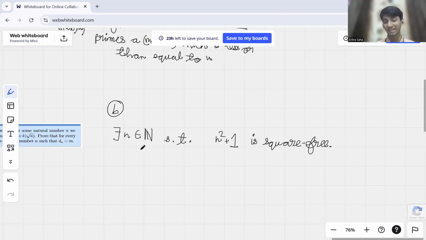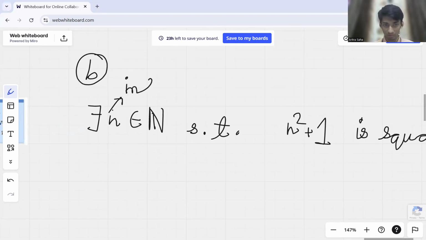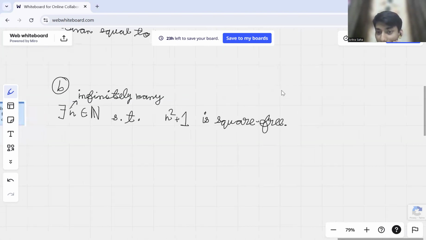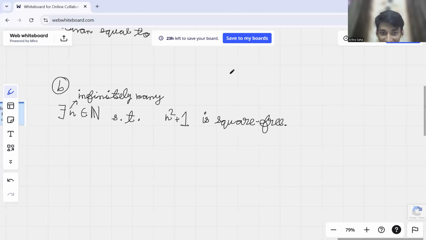So there exist infinitely many n such that n squared plus 1 is square free. You have to prove that. And square free means that for every prime p, p squared does not divide n squared plus 1. Okay, could we do this one? Yeah, I think everyone is voting on this. So okay, let us do this.